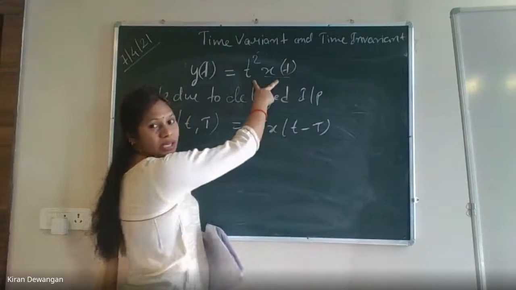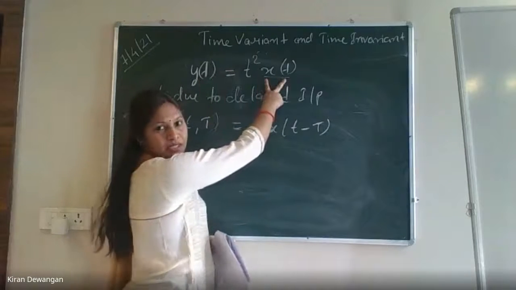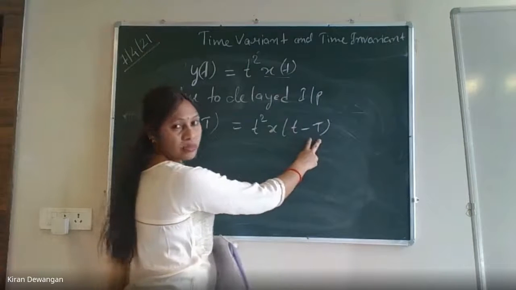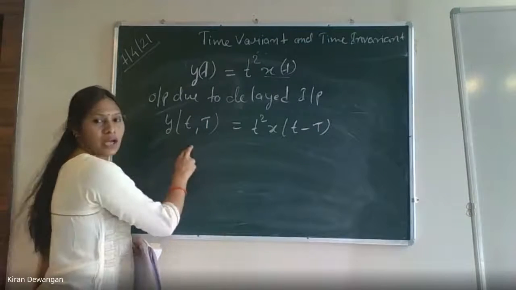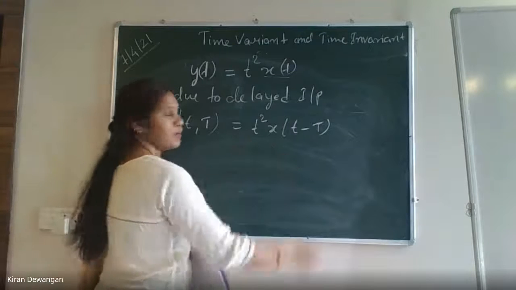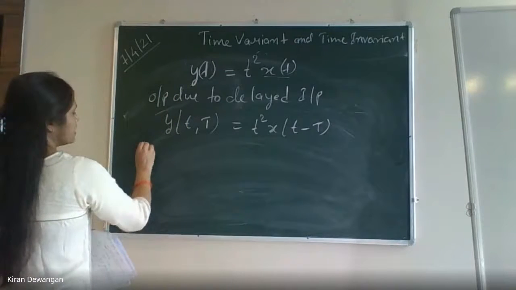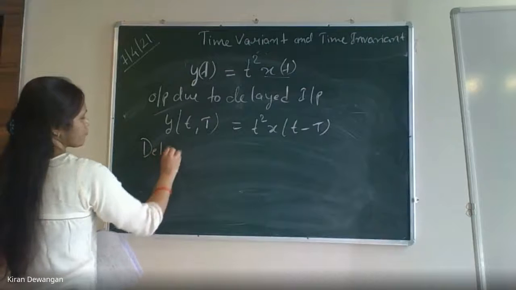This is what we are getting y(t) when x(t) is this one. जब x(t) को हम लोग t minus T करेंगे, there will be a difference in the output, right? So that is the output with delay in the input. Now next is delayed output.